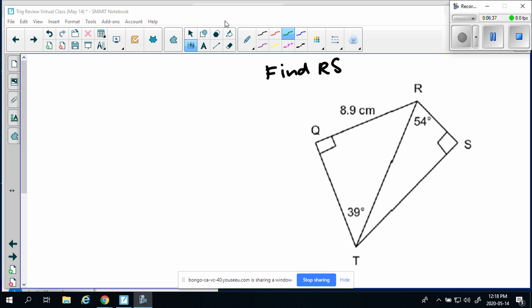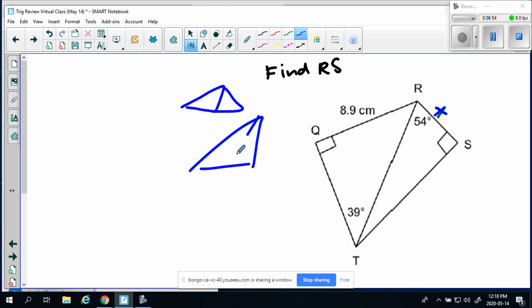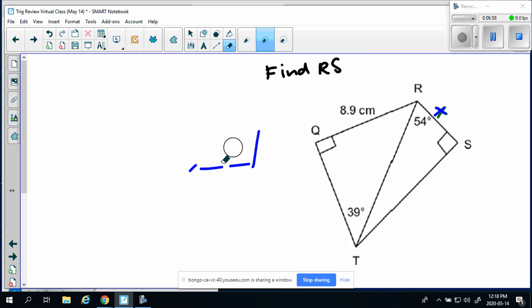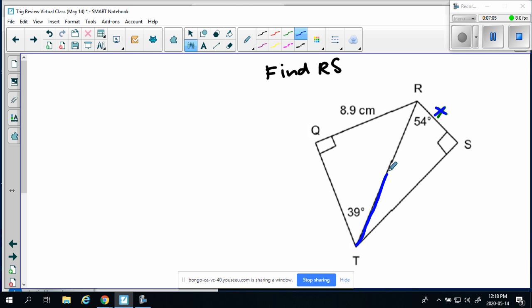I guess to make this easier, we will label this X, which is what we're ultimately after. These are what we call the shared side problems, where you have two triangles and they share a side. Sometimes they look like this, and sometimes they look like this. But in almost all cases, whenever you have a shared side problem, you want to find the side that they share. That's going to be your key to solving the rest of this.